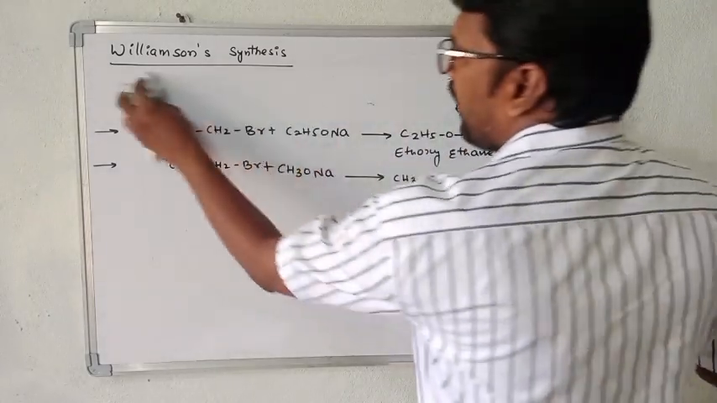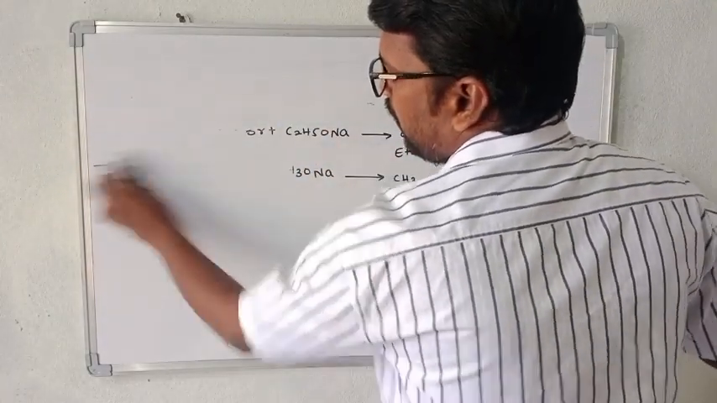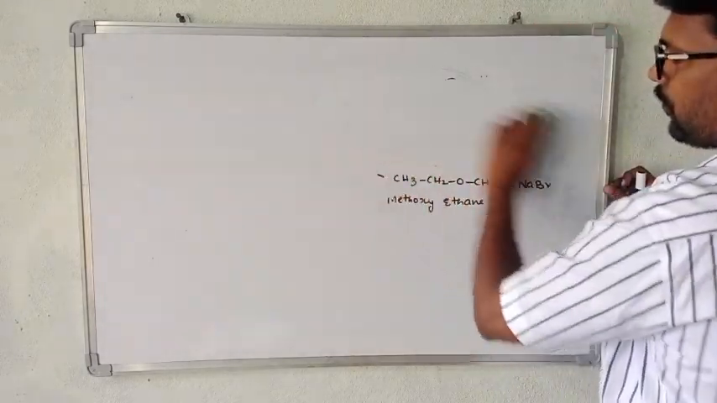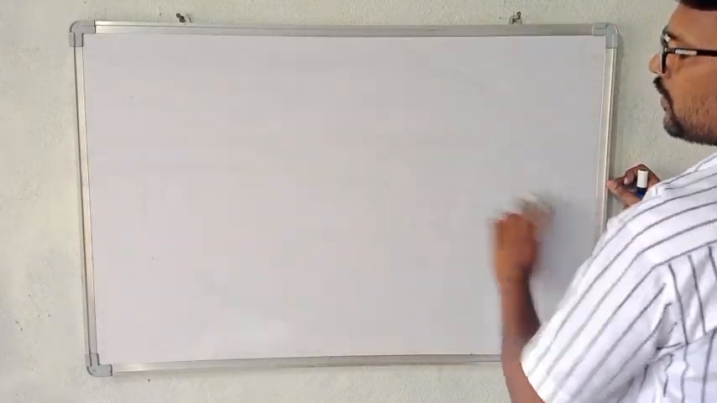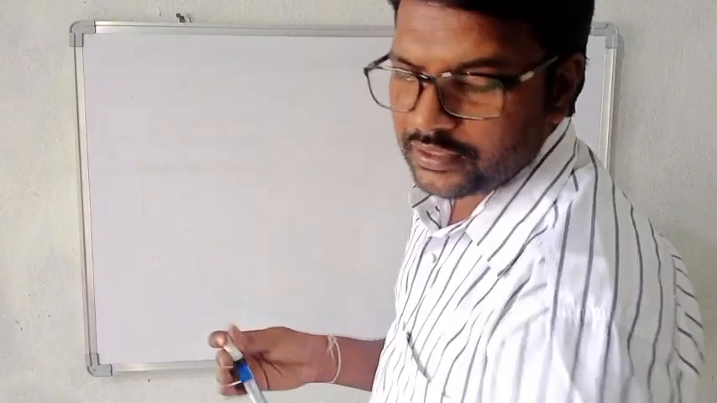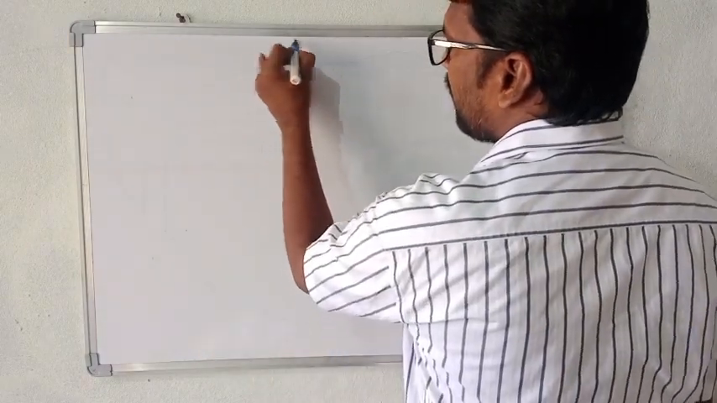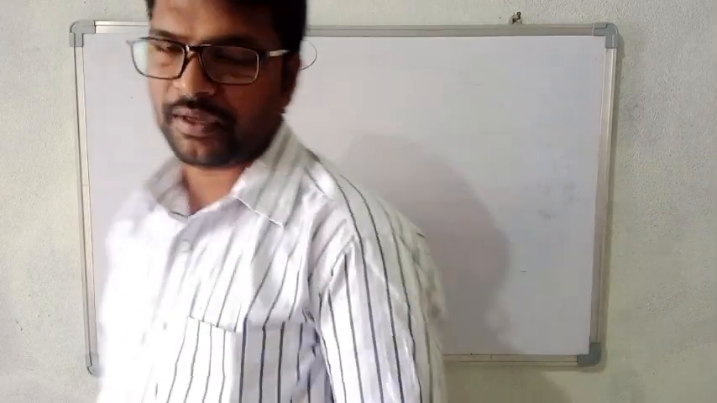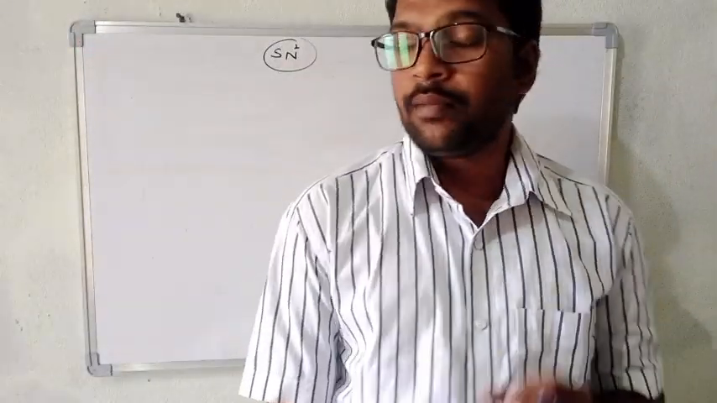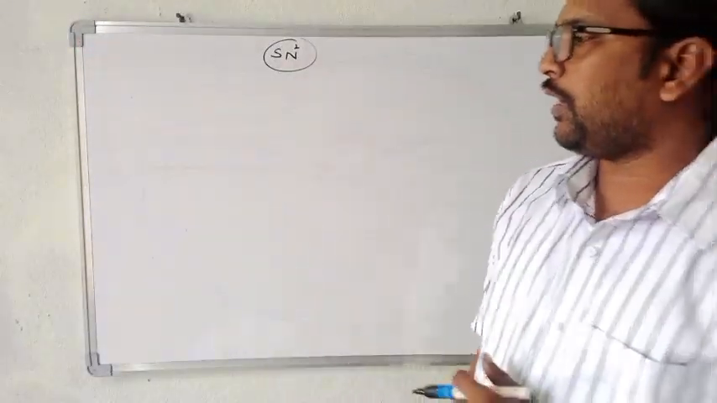So how does this reaction take place? Now we can see from the mechanism. When you study Williamson synthesis, remember that it is a substitution reaction, and here the substitution takes place according to the SN2 mechanism. That means it is a bimolecular nucleophilic substitution reaction.